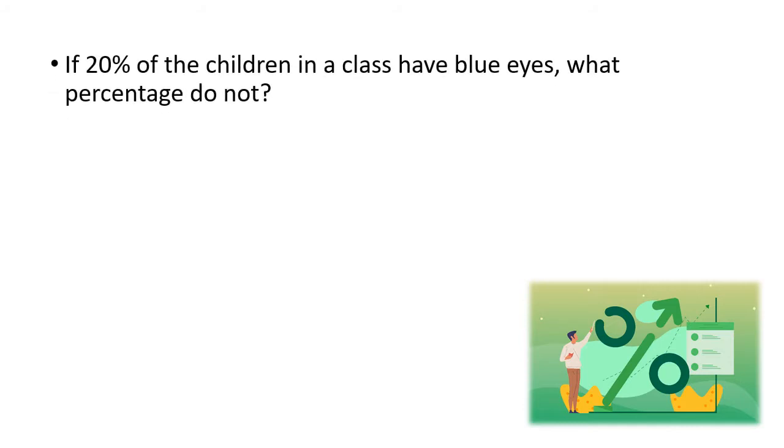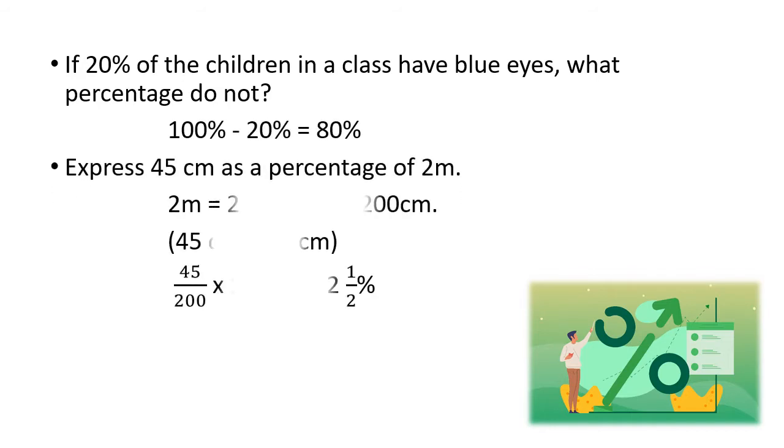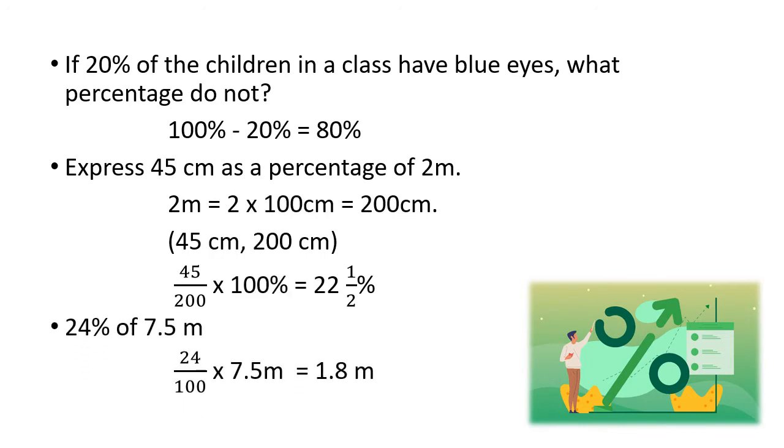Now check this example. If 20% of the children in a class have blue eyes, what percentage do not? We know the total needs to be taken as 100%. Then 100% minus 20%, 80% is the answer for those who do not have blue eyes.